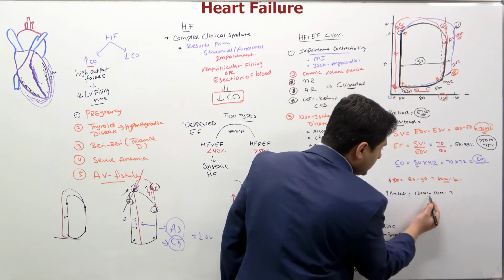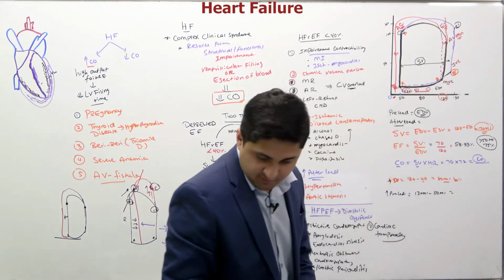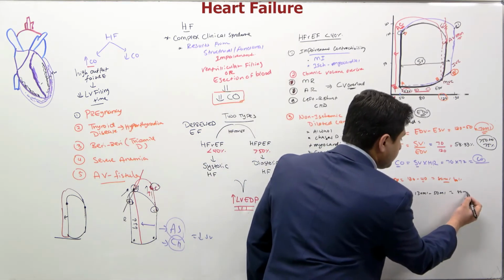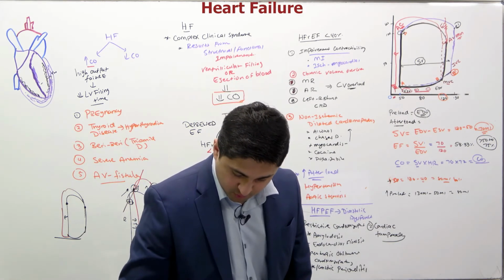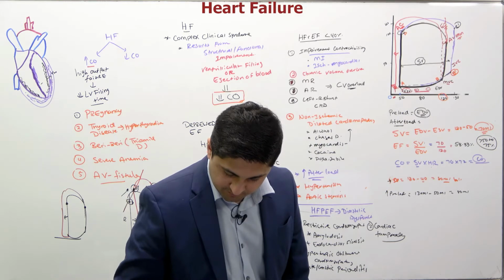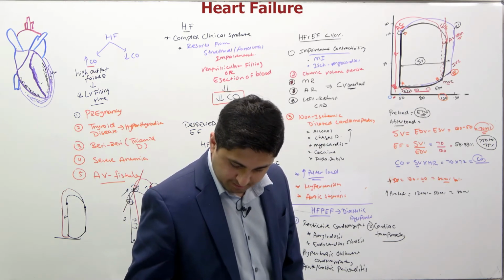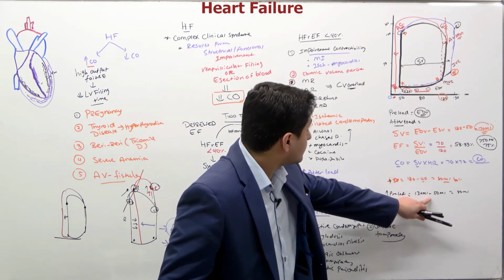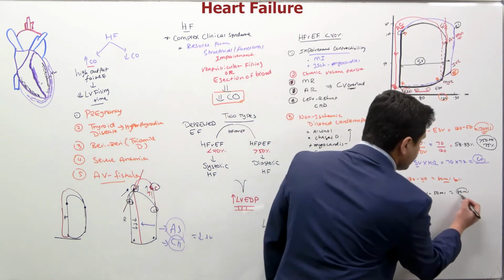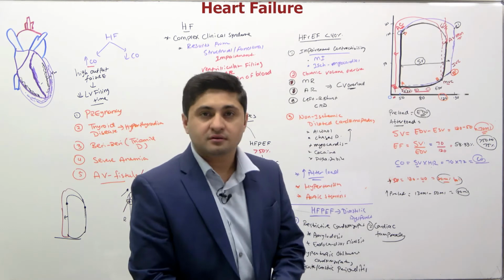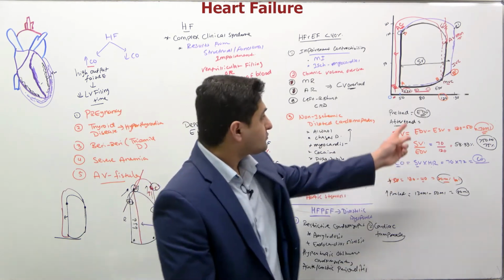So what is this? 130 minus 50. That is also about 80 ml of the blood, right? It's still throwing the what? Okay, let me do the math. So you have 130 minus 50, yeah, 80 ml of the blood. See? By even increasing the preload, right?